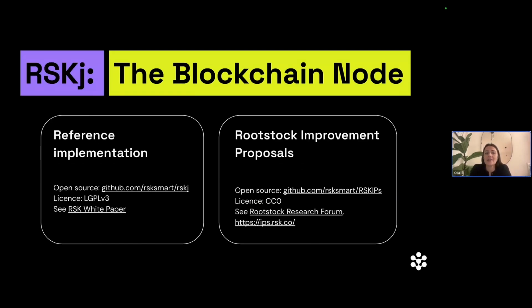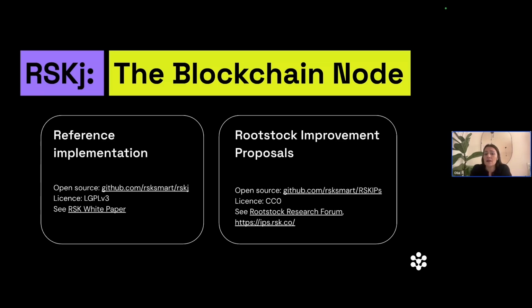So RSKJ stands for Rootstock Java. It's the original component of the chain, so the blockchain node. It was forked a long time ago from EthereumJ. You can find the reference implementation on GitHub. It's all open source. You can also check out the white paper that, as I think was mentioned yesterday, was published in 2015, so the first version, a long time ago. We welcome contributions from the community, so if you'd like to learn more, feel free to check it out.